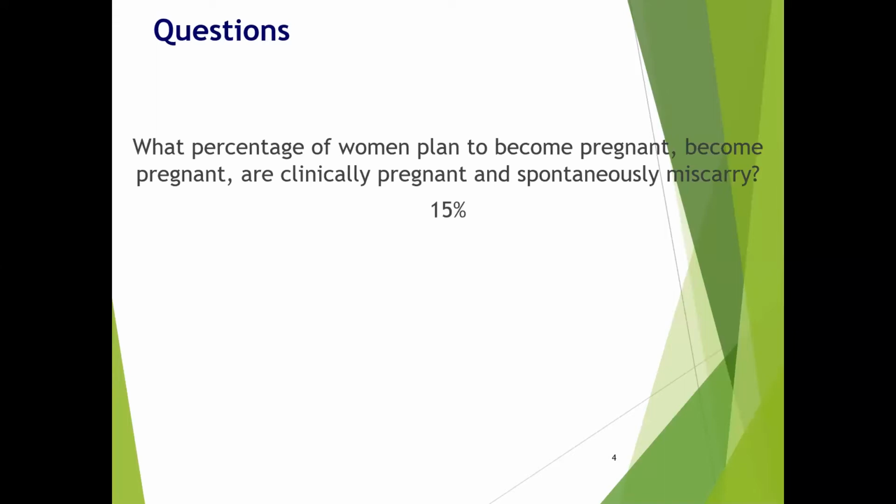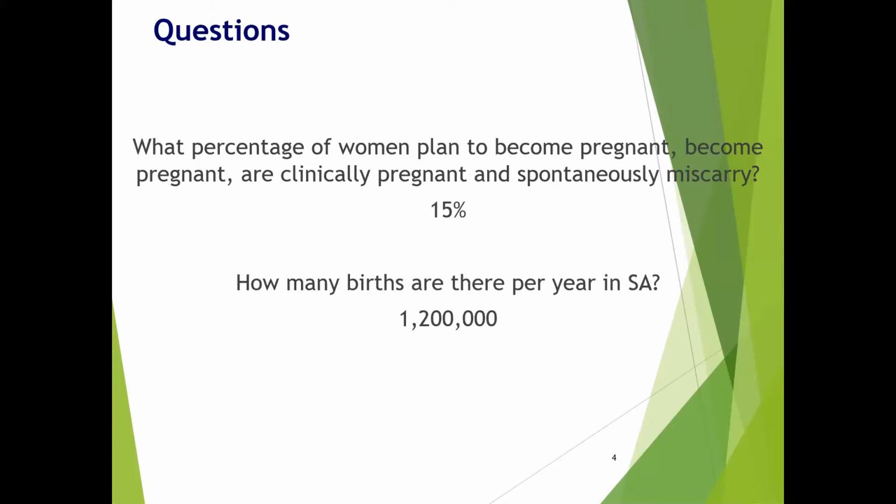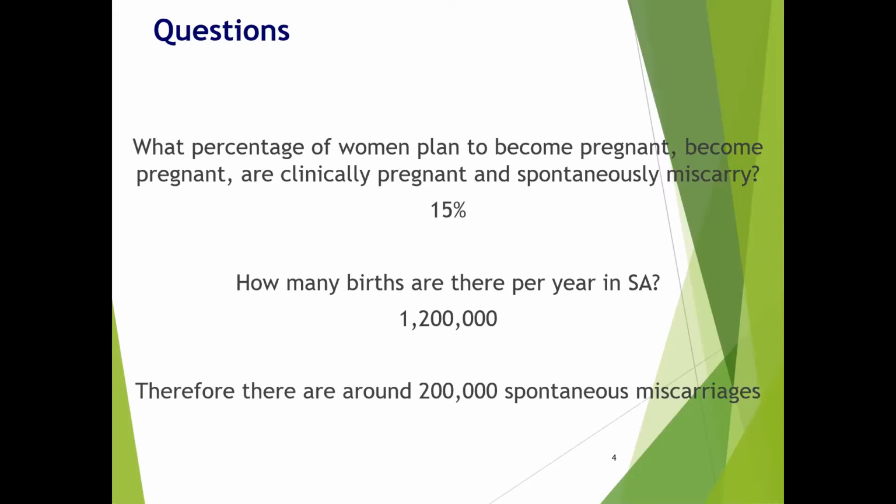above skills. And one may ask a question, what percentage of women who plan to become pregnant, do become pregnant, are clinically pregnant, and spontaneously miscarry? We're looking at a figure of around 15%. And when we take the annual birth rate in South Africa, where about 1.2 million babies are born, almost 200,000 mothers will have spontaneous miscarriages.